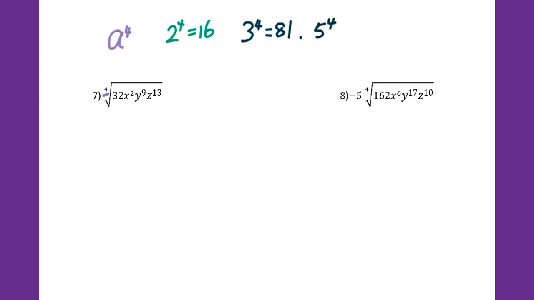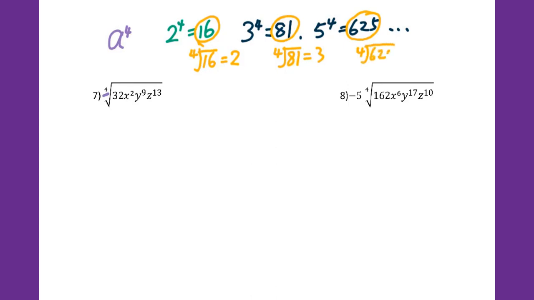5 to the 4th power equals 625. Then you can keep going. For these numbers, you need to remember so that you can simplify 4th root. We have 4th root of 16, you will get 2. 4th root of 81, you will get 3. 4th root of 625 equals 5. Then keep going. Now let's go to number 7.